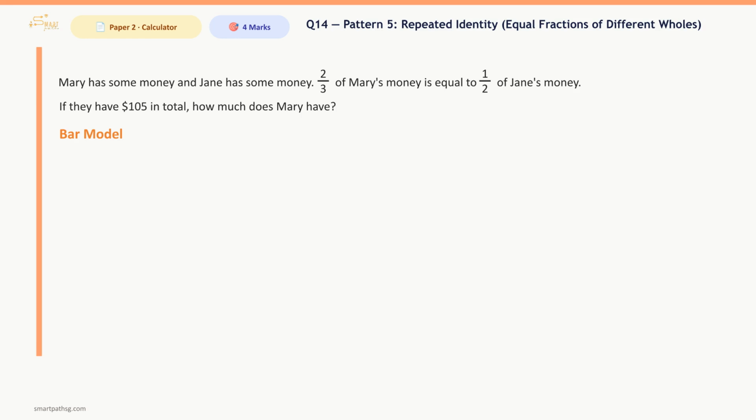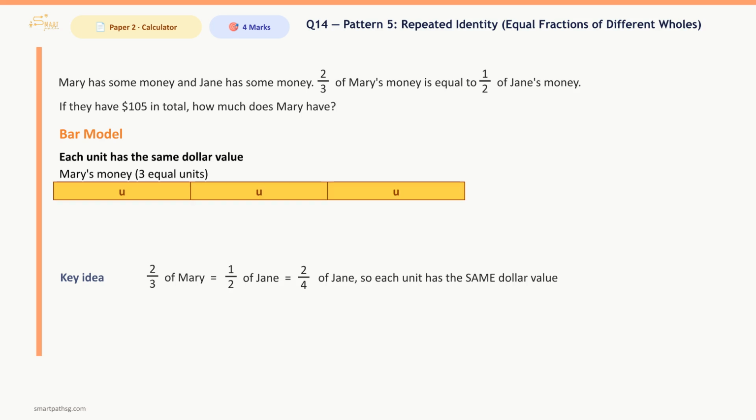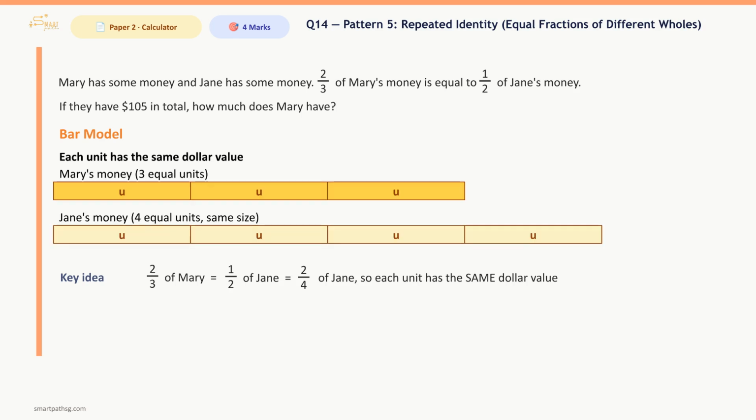When we see that an equal amount is represented by a fraction of one person's money and a fraction of another person's money, we can immediately set up the ratio of their total amounts. First, find a common unit. Since 2/3 of Mary's money is equal to 1/2 of Jane's money, we need to find a common unit that can represent both totals. Since the numerators are 2 and 1, we can easily scale 1/2 to 2/4. Now the statement is, 2/3 of Mary's money equals 2/4 of Jane's money. Since the numerators are equal, the total amounts must be in the ratio of the denominators. This means Mary's total money is 3 units, and Jane's total money is 4 units.